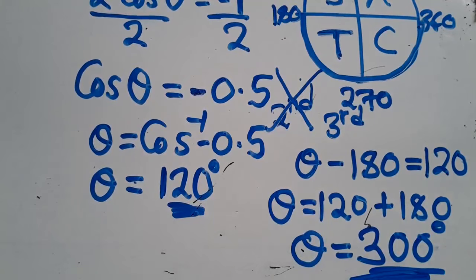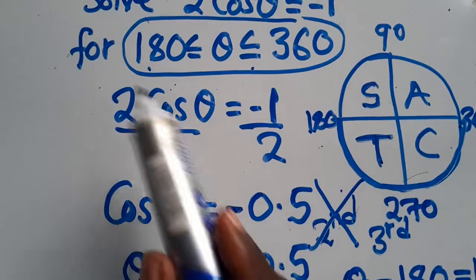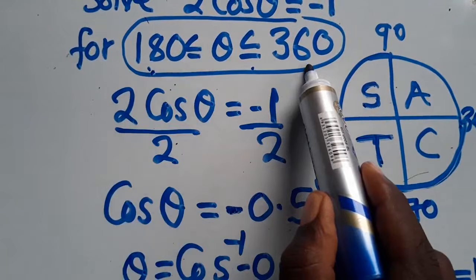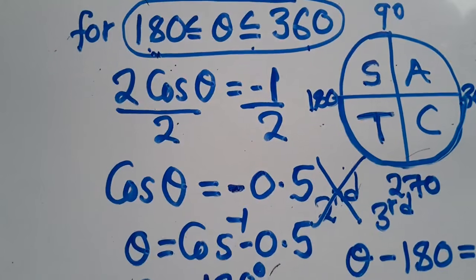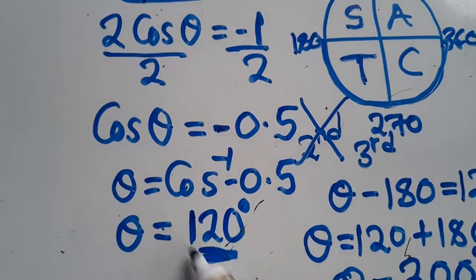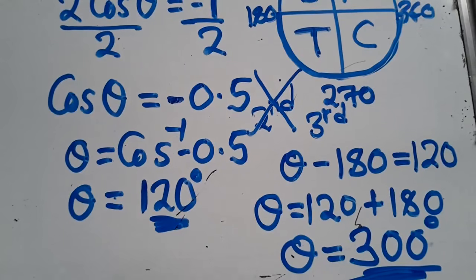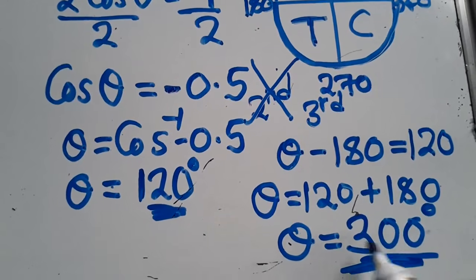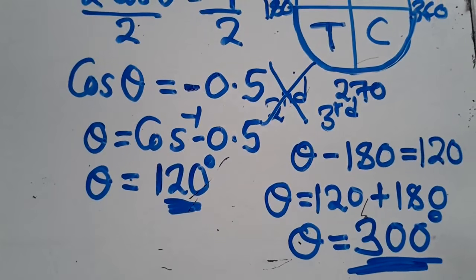This is just one answer, because the theta here, according to the scale given, lies between 180 and 360. If it was starting at 0, we would also find an answer in the second quadrant. But since it is only from 180 to 360, the answer is just this one. So this is what you are supposed to do.